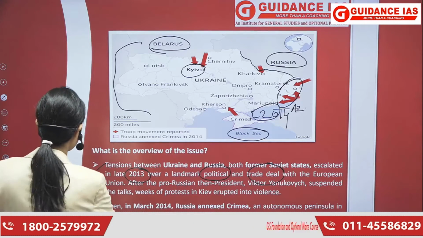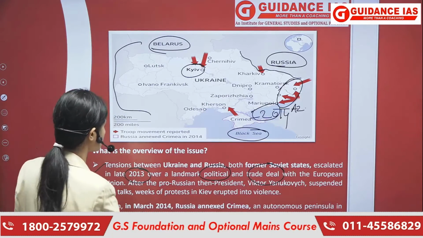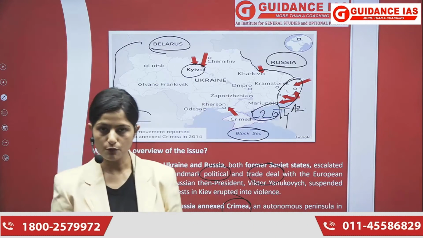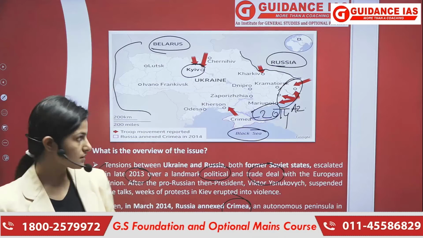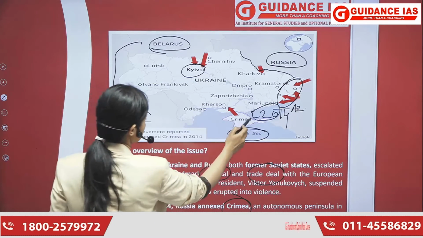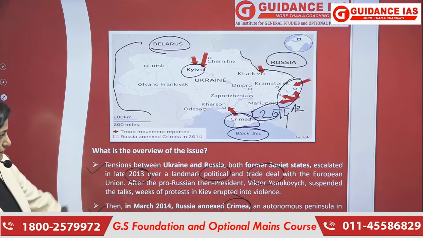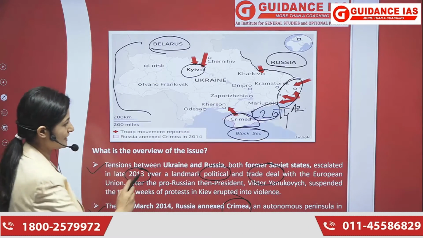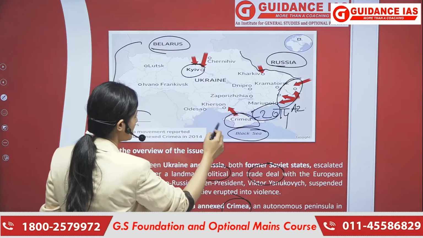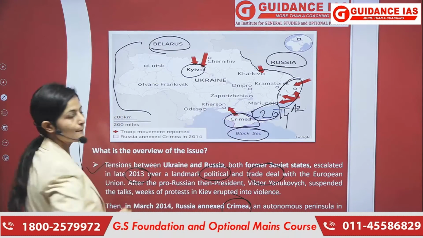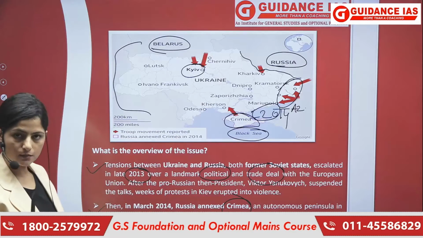The second thing which happened, which led to this war, was the Crimean crisis in 2014. Russia annexed Crimea. Crimea is the place which lies here. Okay? We have seen this in the map. A very, very important place, because it connects Russia and Ukraine with the Black Sea. Again, that is why it is very important.